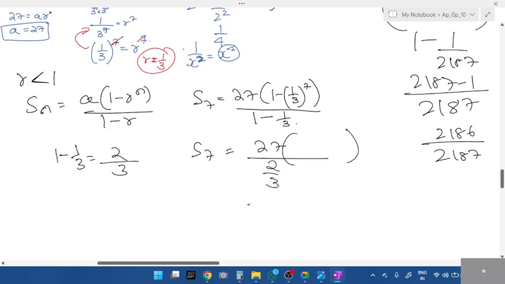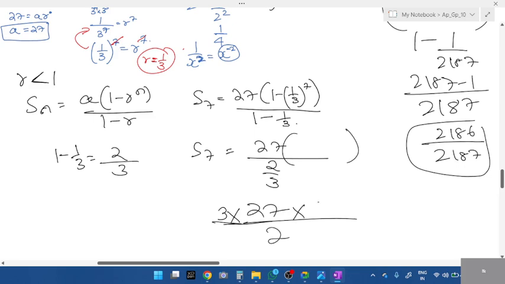Okay, so you get 27. This 2 by 3, I'll keep 2 here. 3 gets multiplied. I'll write 3 here in the numerator. After taking LCM, we get 2186 divided by 2187, students.